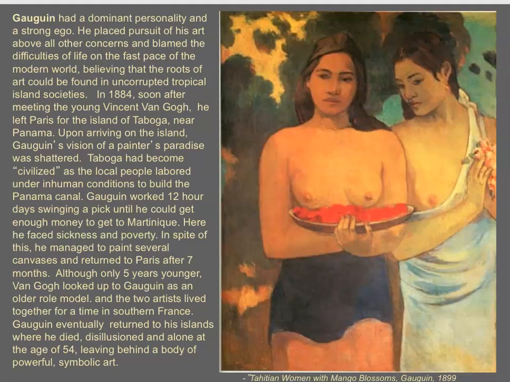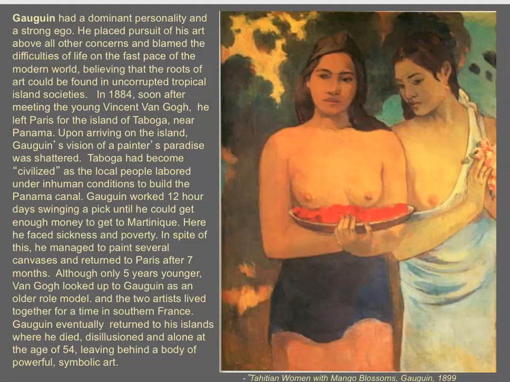Upon arriving on the island, Gauguin's whole vision of a painter's paradise was shattered. Taboga at this time had become sort of civilized. If you see the photographs of the town, it was like a muddy frontier town because the people were laboring to build the Panama Canal. So Gauguin was out of money. He worked 12-hour days swinging a pick until he could get enough money to get to Martinique.